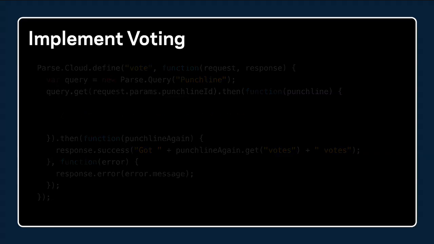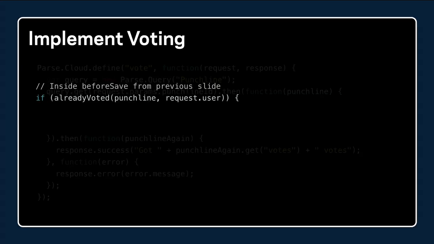Once we have the punchline object inside the cloud function, we can check to make sure, hey, has this user already voted? Are they trying to vote twice? Return an error if they are. If you do take a look at our GitHub repo after this, you'll see that we actually check for a few more things. We make sure that the user's logged in. We make sure that the request.user is populated. And we'll actually make sure that users can't vote on their own punchlines, because that's not fair either.